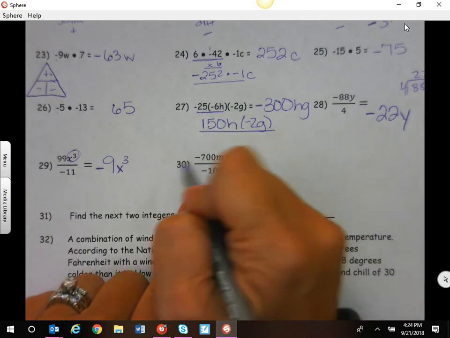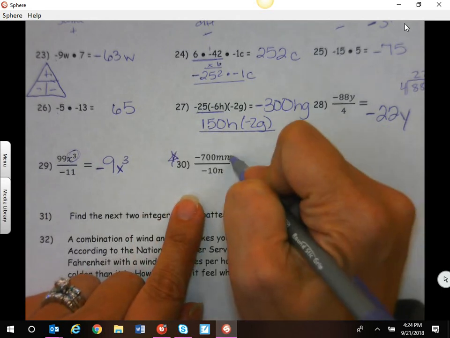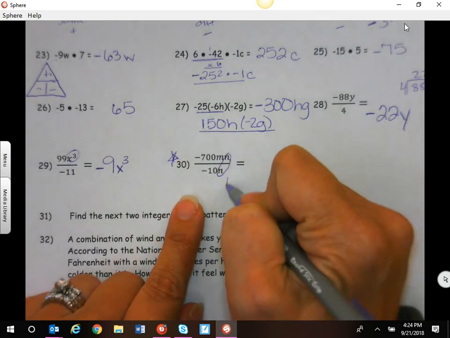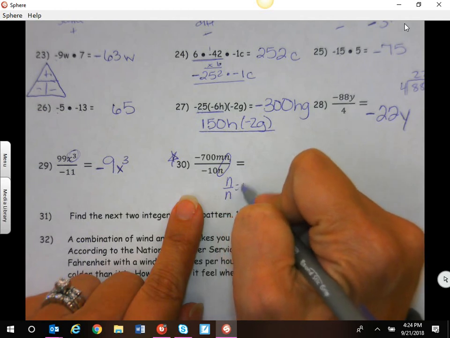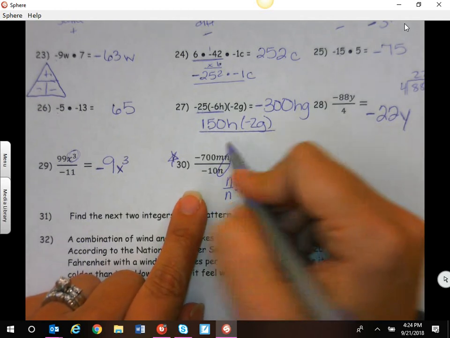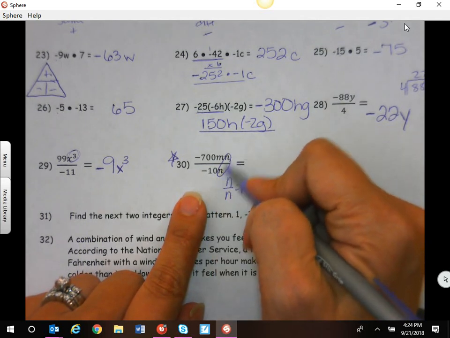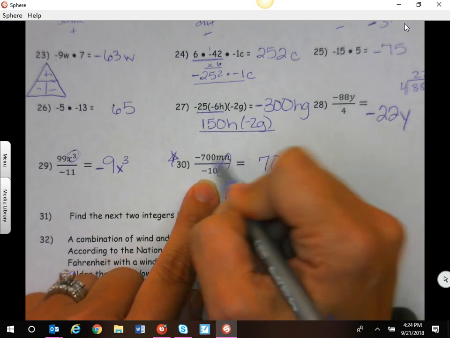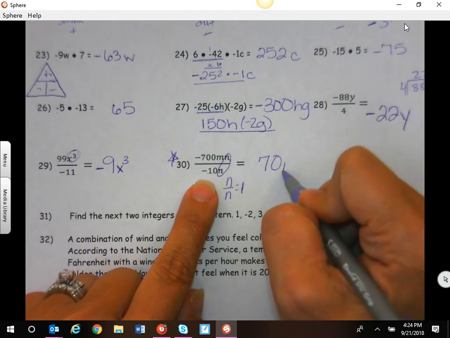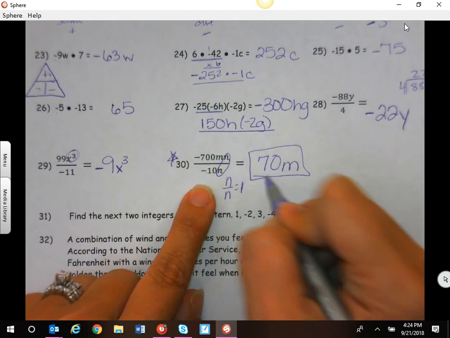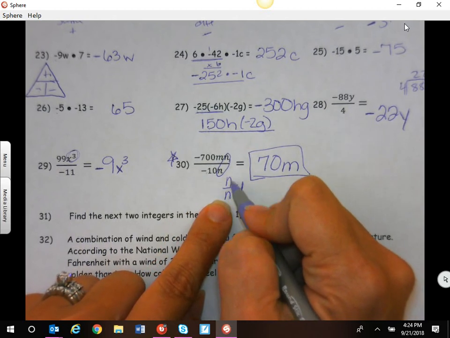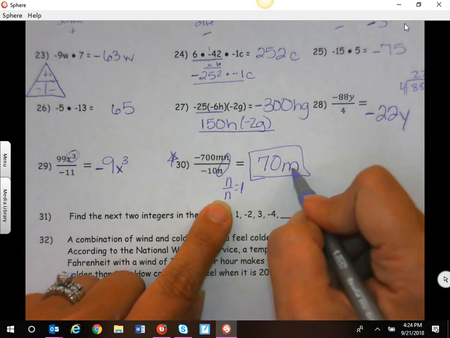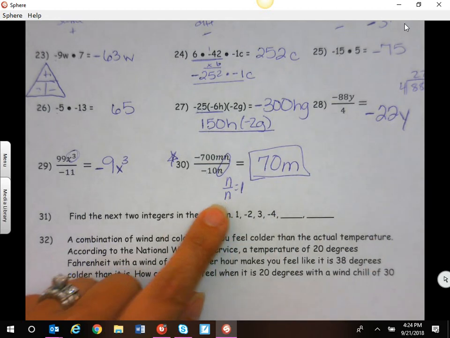30 was special, we said. There was a trick right here. We said anything divided by itself is 1. So, this really, nothing's going to happen here. 10 goes into 70 7 times. Negative divided by negative is a positive. This is just m, because when we have n over n, it's 1. I could say this times 1, but we're going to get the same thing.